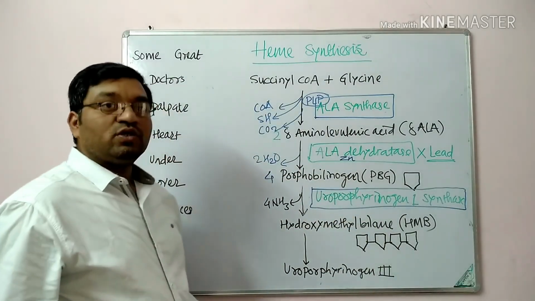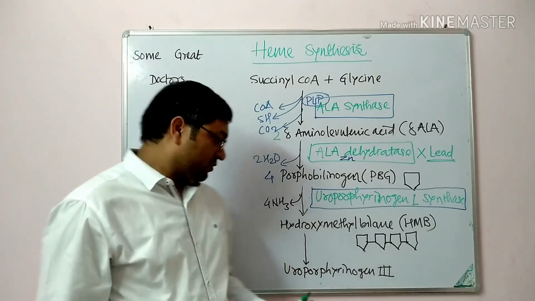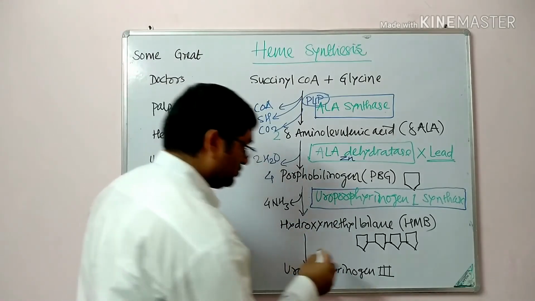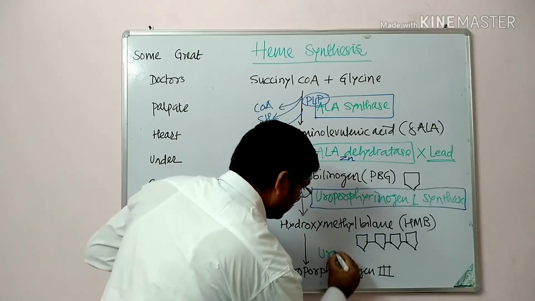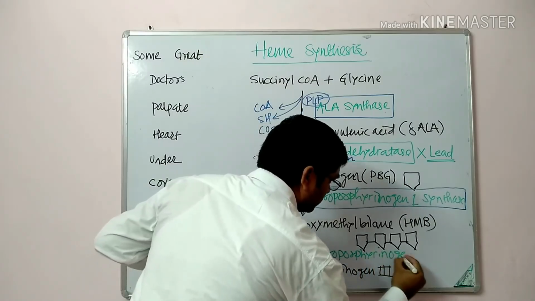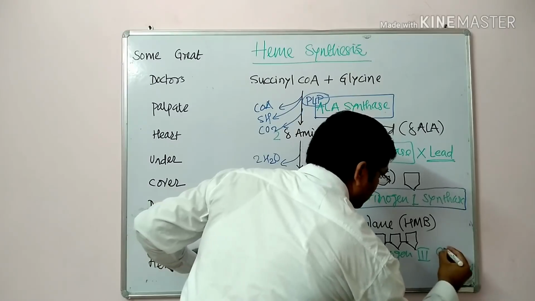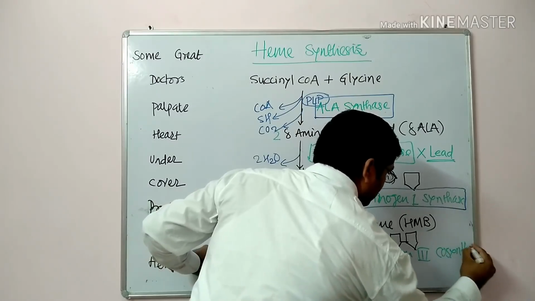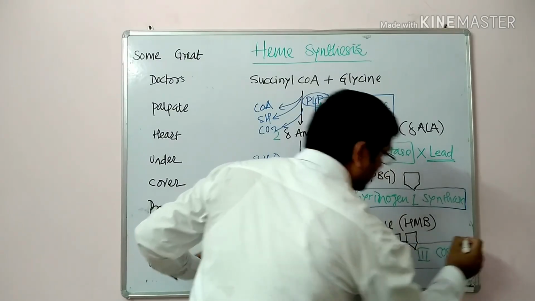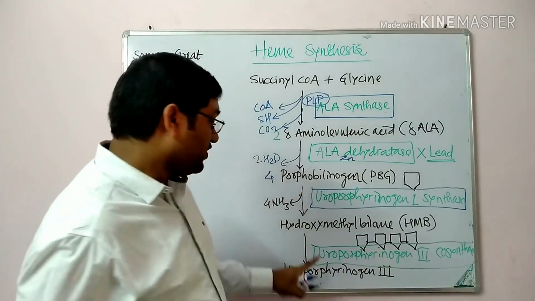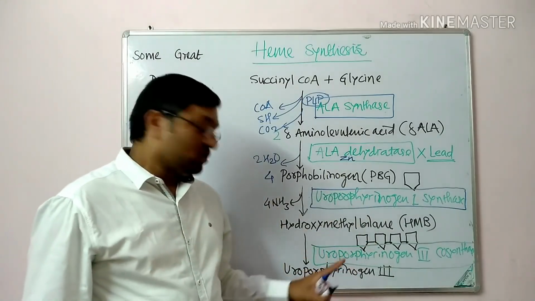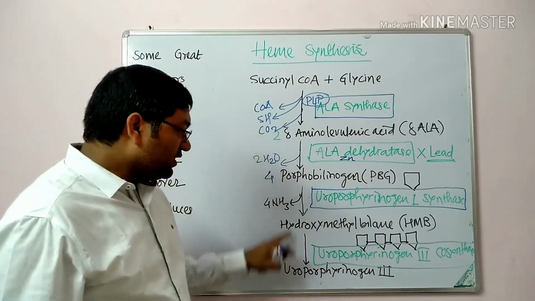There is formation of uroporphyrinogen 3 with the help of the enzyme uroporphyrinogen 3 cosynthase. Deficiency of this enzyme leads to the disorder known as congenital erythropoietic porphyria, and all porphyrias are dominant except congenital erythropoietic porphyria. Okay, there is cyclization.